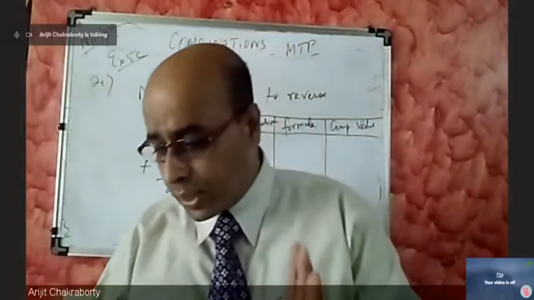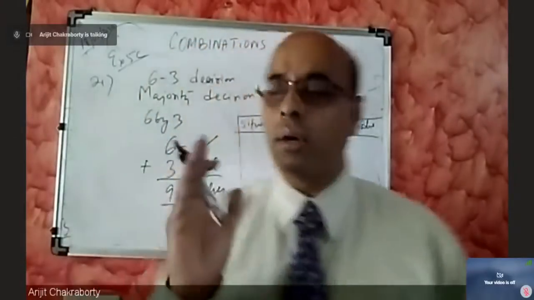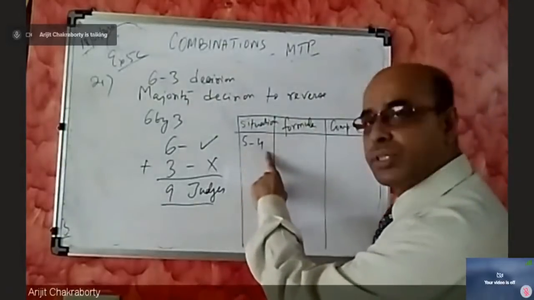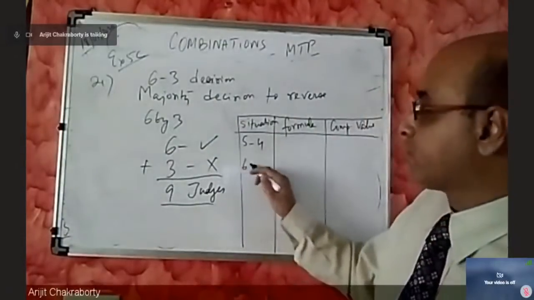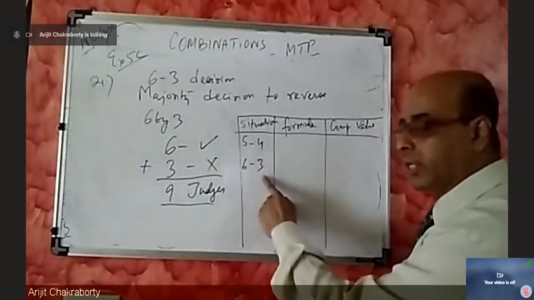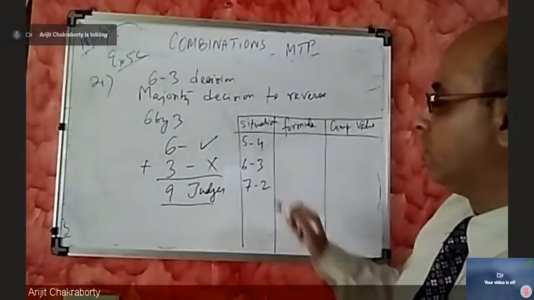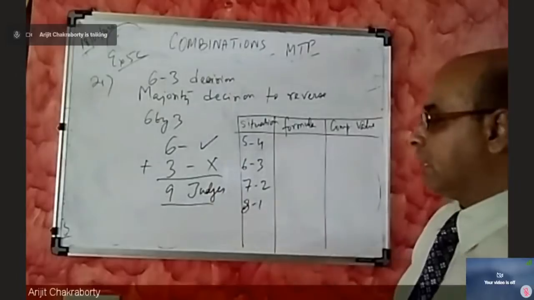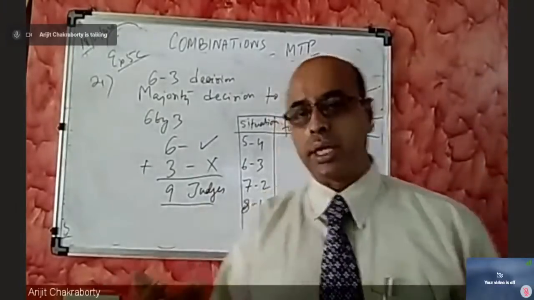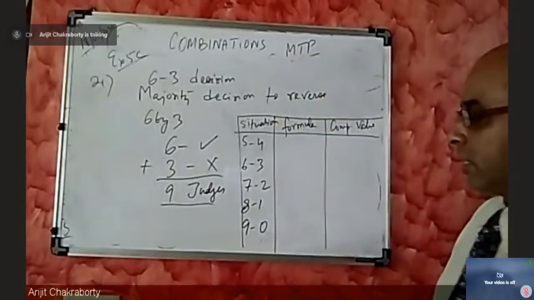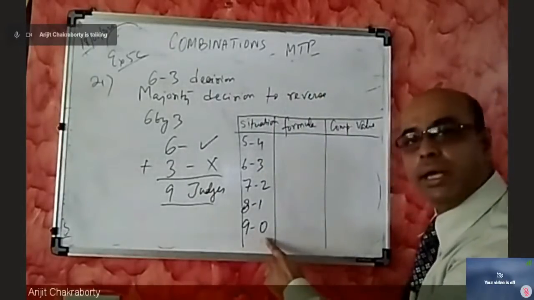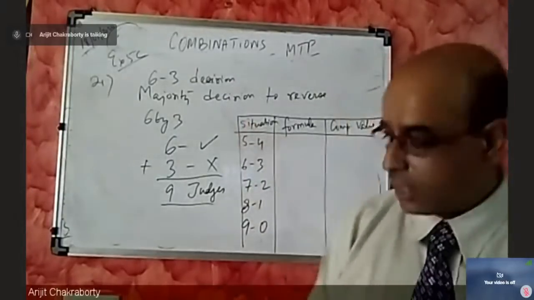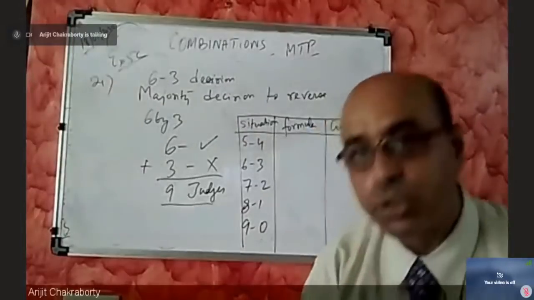If you talk about a majority decision, then the combinations can be 5-4. That means 5 judges in favor, 4 judges against. It can also be 6-3, 6 judges in favor, 3 against. It can be 7-2, 8-1, 8 judges in favor, 1 judge opposing. And there can be 9-0, 9 judges in favor and nobody against. So in these cases, this will lead to a majority decision.